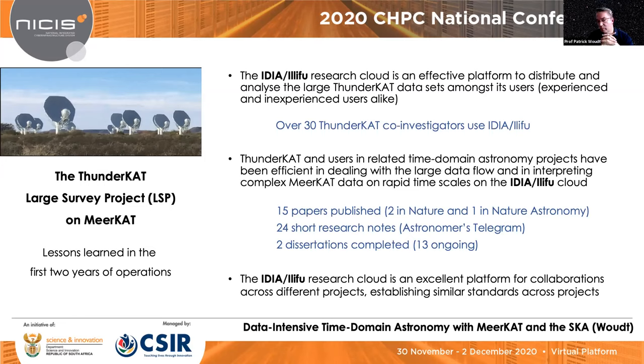And so from our experience, we've got 30 users on IDIA ilifu. And we were able, over the last 2 years, to rapidly assess the data, extract the science out of it, and publish the data as well. So we've got 15 papers published of MeerKAT data, two in Nature and one in Nature Astronomy, and these are the high impact journals in which astronomers want to publish, as well as 24 short research notes, Astronomer's Telegrams, where we can instantly report what's going on.